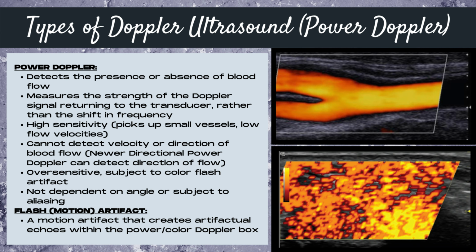Now, note that there's newer technology that's known as directional power Doppler, and this can detect direction of blood flow. However, with traditional power Doppler, it detects only the presence or absence of blood flow. Traditional power Doppler is oversensitive, and it's subject to what we call color flash artifact. However, a strength with power Doppler is that it's not dependent on angle or subject to aliasing. Flash or motion artifact are artifactual echoes within a power or color Doppler box due to motion, and that's demonstrated in the bottom image on this slide.